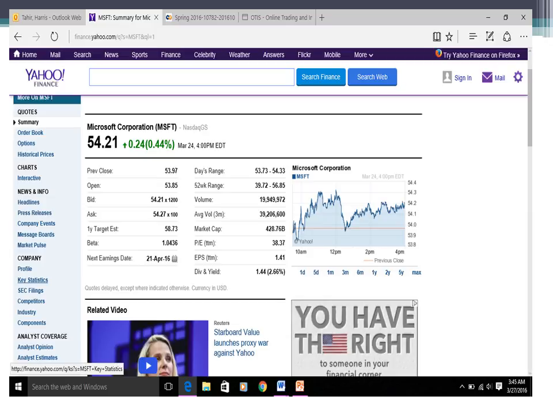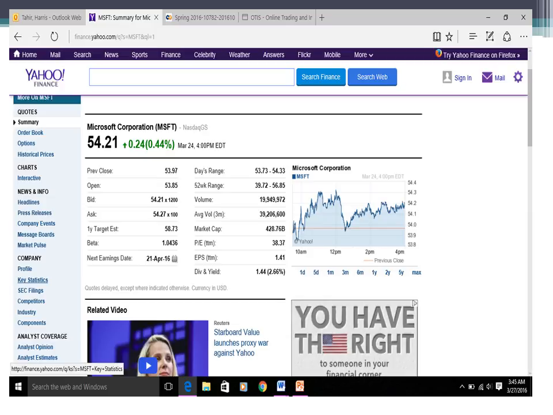So there is always a spread between the bid and the ask. Bid is what the buyers are willing to pay, and ask is what the sellers are willing to sell it for. If you take a look, it's going to give you some more information. For example, it tells you how big the company is. It tells you that Microsoft is a $428 billion company.